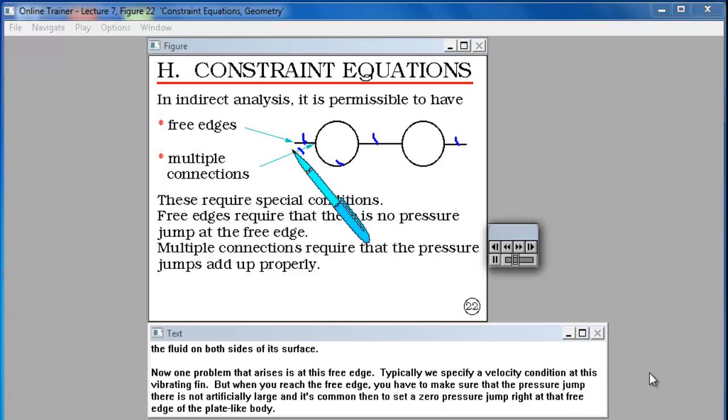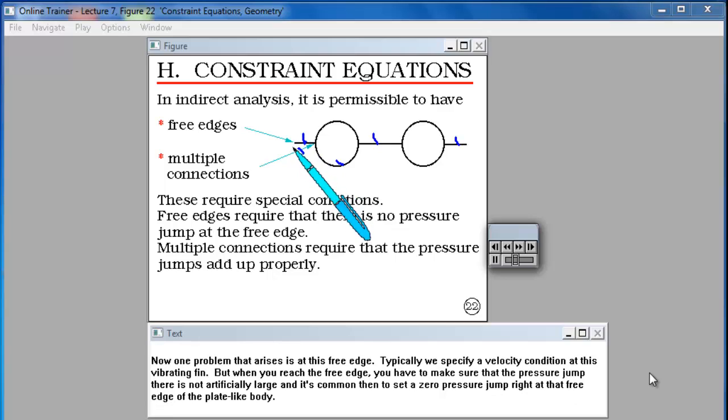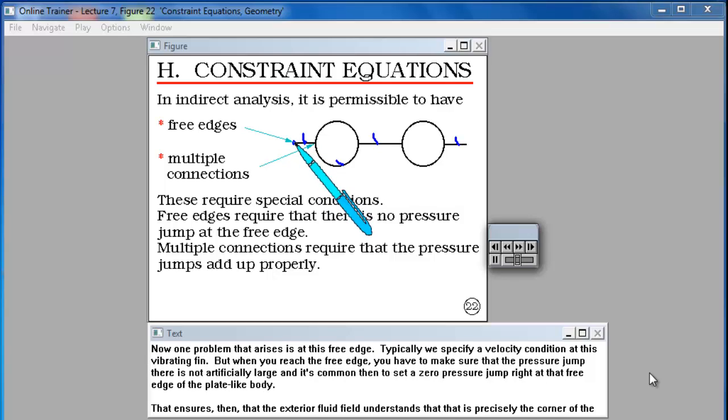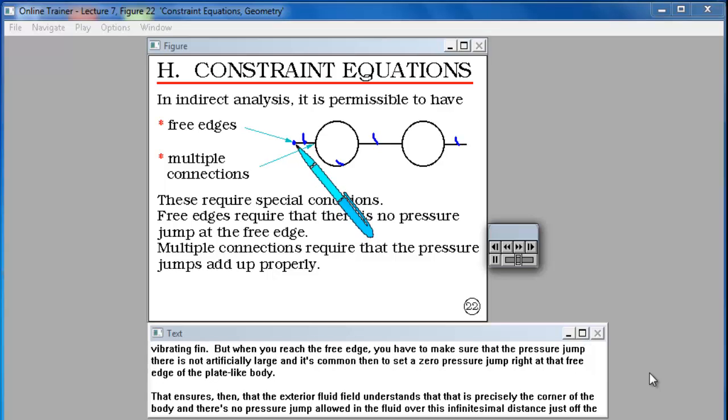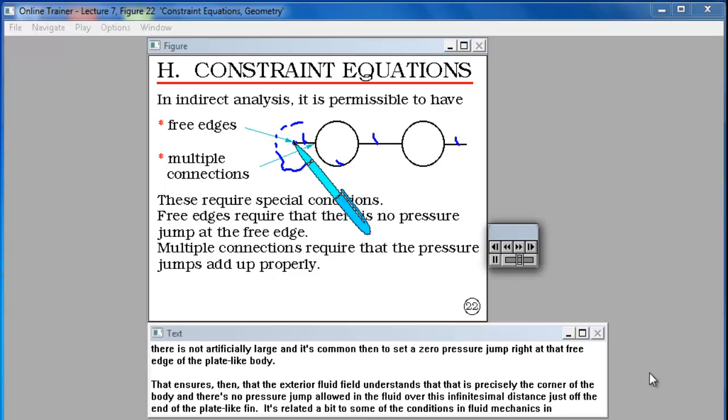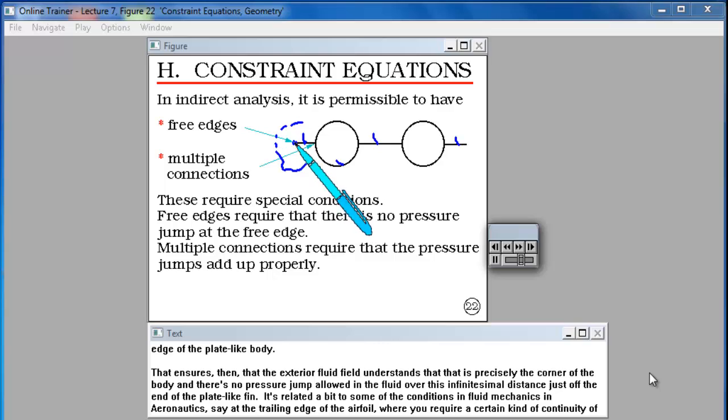But when you reach the free edge, you have to make sure that the pressure jump there is not artificially large. And it's common then to set a zero pressure jump right at that free edge of the plate-like body. That ensures then that the exterior fluid field understands that that is precisely the corner of the body, and there's no pressure jump allowed in the fluid over this infinitesimal distance, just off the end of the plate-like fin.